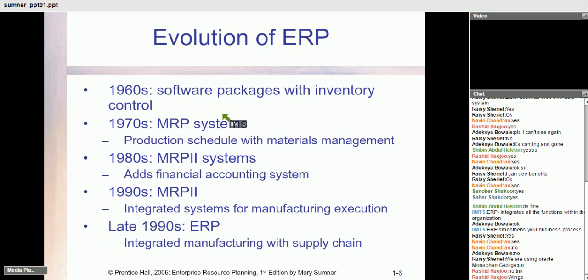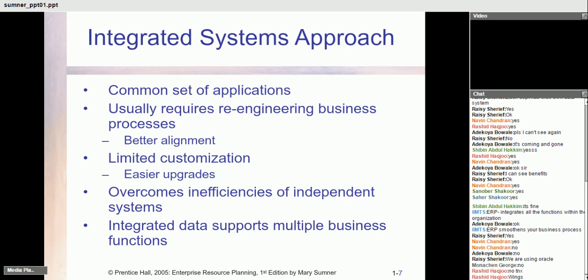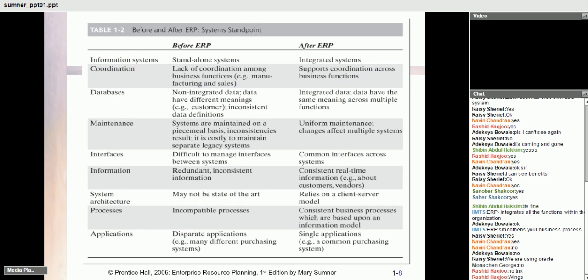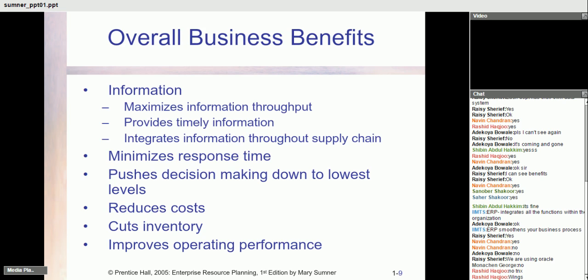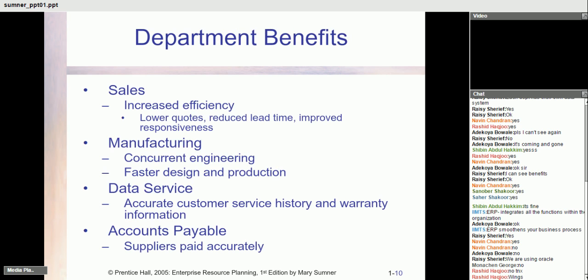Then the evolution of ERP is a software package with inventory control. In 1970 it's an MRP system. In 1980 it's MRP second. In 1990 it's MRP second. And in the late 1990s comes the ERP system. So this is the evolution of ERP. Again, all these things we have seen in the previous slide, so I'm just skipping all those things which we have already seen.